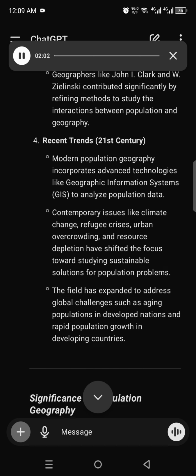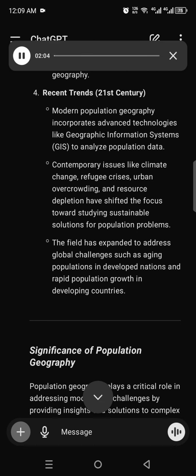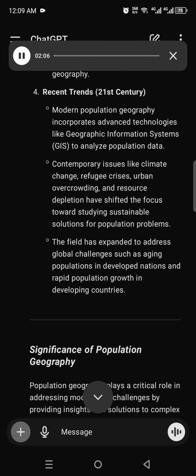4. Recent trends, 21st century. Modern population geography incorporates advanced technologies like Geographic Information Systems, GIS, to analyze population data. Contemporary issues like climate change, refugee crises, urban overcrowding, and resource depletion have shifted the focus towards studying sustainable solutions for population problems. The field has expanded to address global challenges such as aging populations in developed nations and rapid population growth in developing countries.